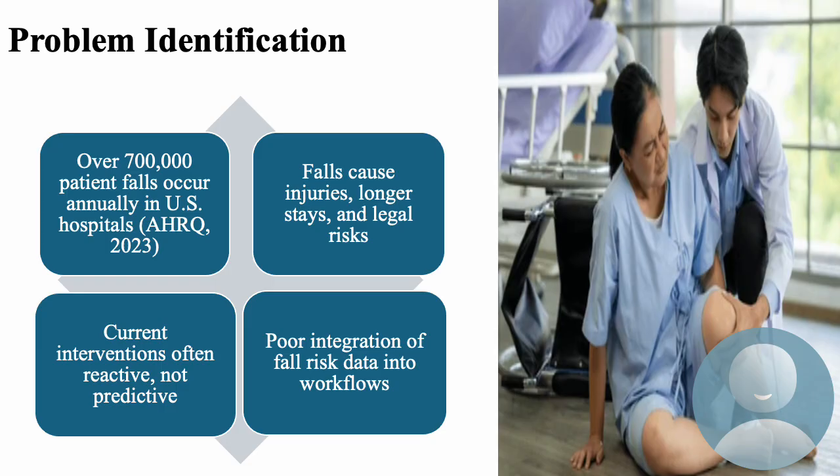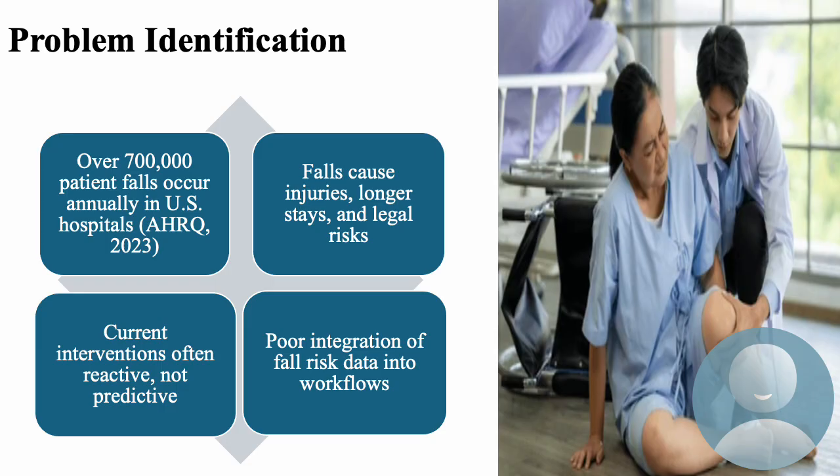Patient falls continue to be a critical safety issue in acute care settings, with over 700,000 incidents reported annually in U.S. hospitals and approximately 30% resulting in serious injury. The falls jeopardize patient safety and lead to extended hospital stays, increased healthcare costs, and potential legal consequences for institutions. It emerged that traditional fall prevention strategies such as bed alarms or rounding schedules tend to be reactive and often fail to prevent incidents before they occur.